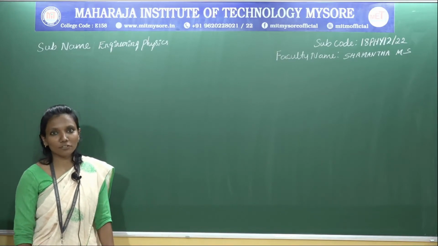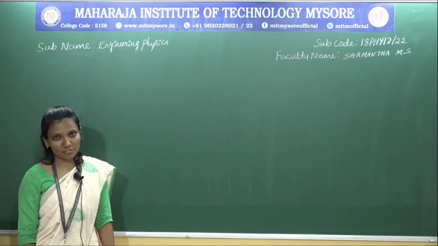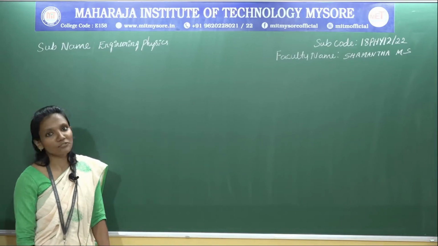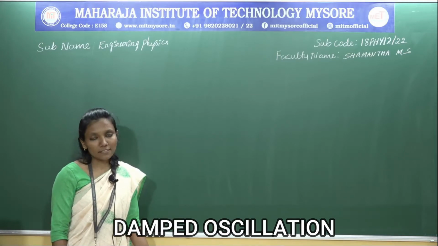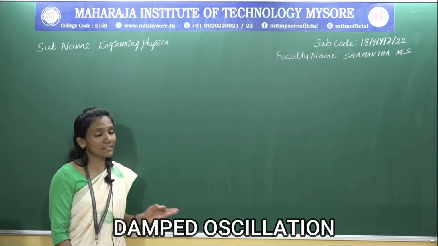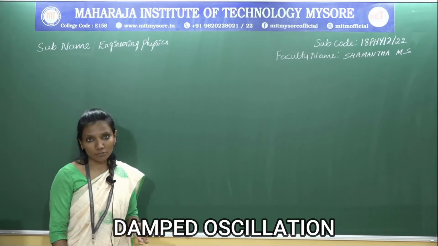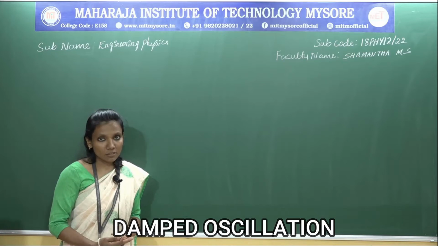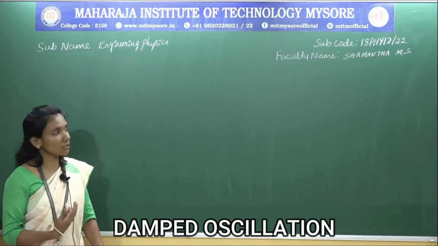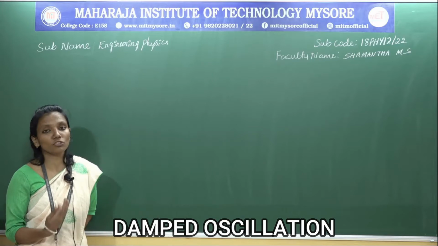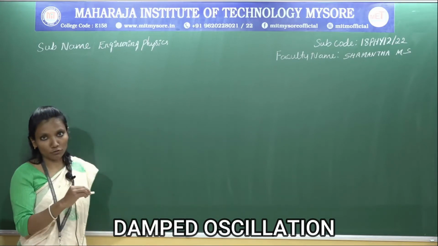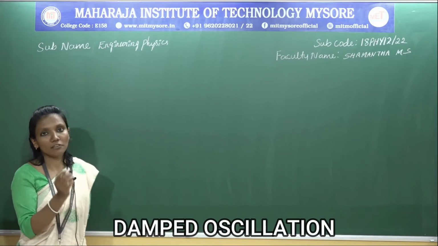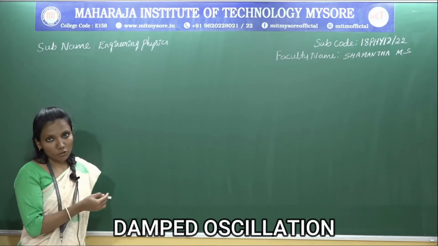In this session, I am going to explain the other type of oscillation. Till now, you studied the free oscillations, that is SHM, how the simple harmonic motion will execute when only the restoring force is acting on a body. But if we take the other oscillations, when the forces are increased, that is more than one force, the restoring force and the resistive force, or frictional force, or retarding force.